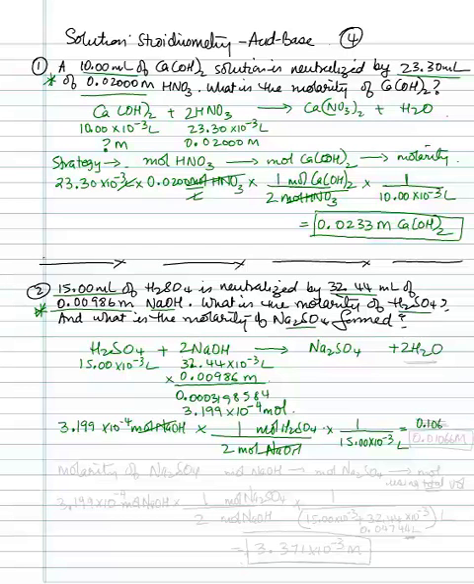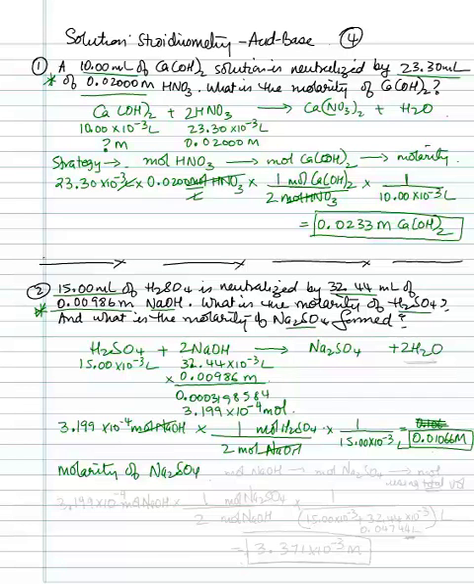0.01066 molar solution of sulfuric acid. So that's the molarity of sulfuric acid. The second part is the molarity of sodium sulfate.